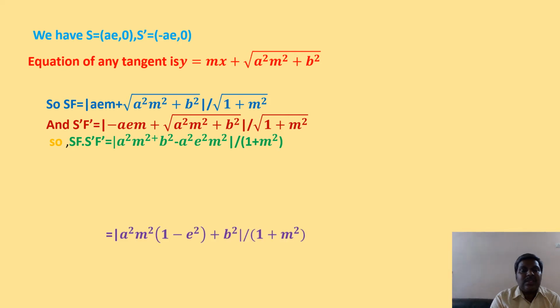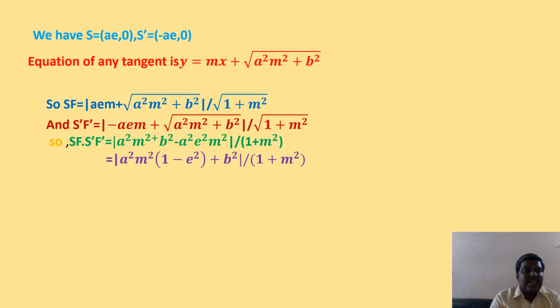Okay. So that is nothing but a squared m squared into (1 minus e squared). I am taking common a squared m squared from the first and last term, plus b squared by (1 plus m squared). So on simplifying this one, (b squared m squared plus b squared) whole divided by (1 plus m squared), because a squared into (1 minus e squared) is nothing but b squared.